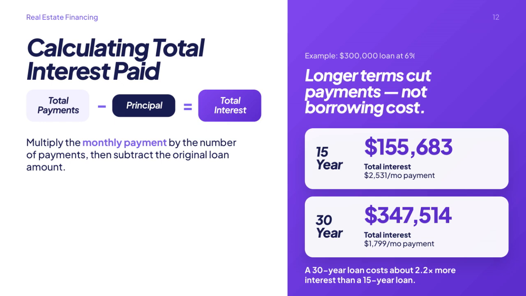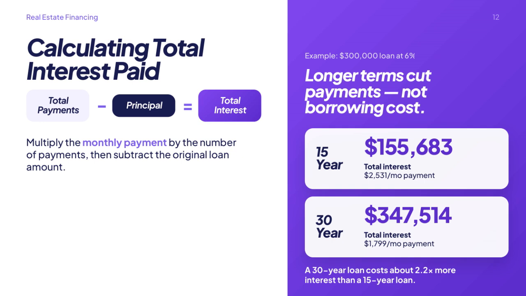For example, if you have a $300,000 loan at a 6% interest rate, the term length makes a big difference. With a 15-year loan, your monthly payment might be around $2,531, and the total interest paid over those 15 years would be about $155,683. On the other hand, a 30-year loan has lower monthly payments, around $1,799, but you end up paying much more in interest, about $347,514 in total. That's more than double the interest of the 15-year loan.